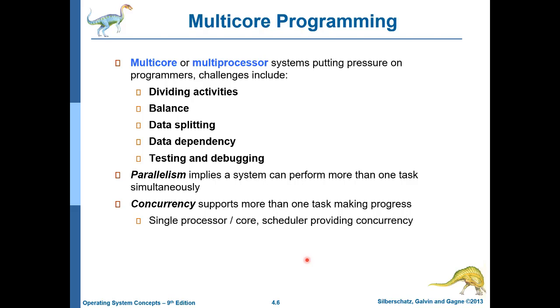It may be possible that you are executing tasks actually one by one, but they are switching so frequently, so quickly, that for a user it seems like more than one task is executed at the same time. So even on a single processor or a single core, the scheduler provides concurrency. In the previous chapter we discussed context switching. So actually that is what concurrency is about, that you execute more than one process at the same time.